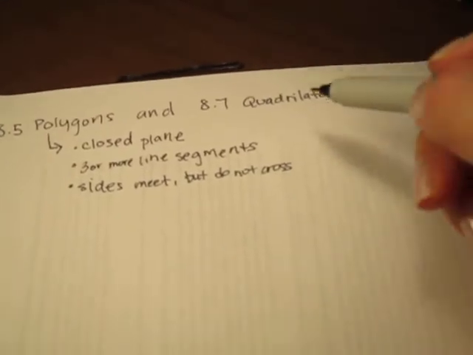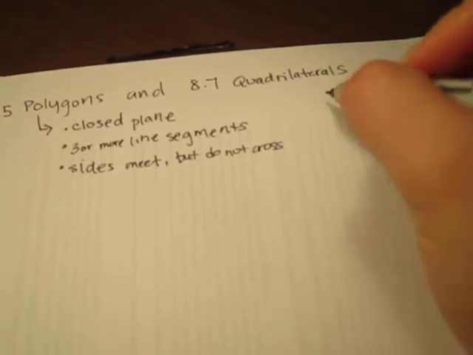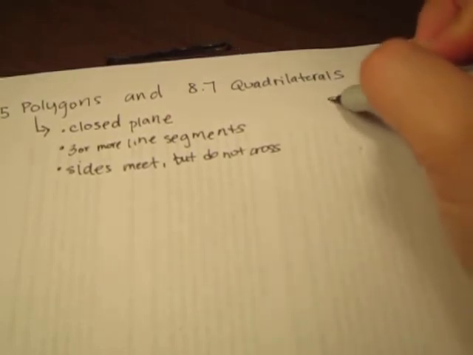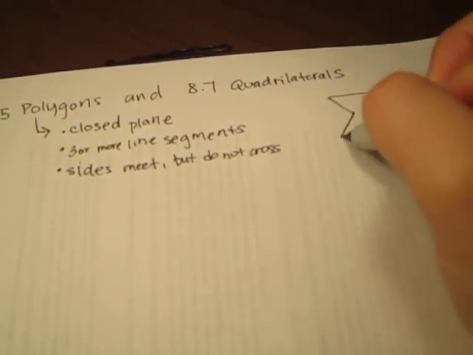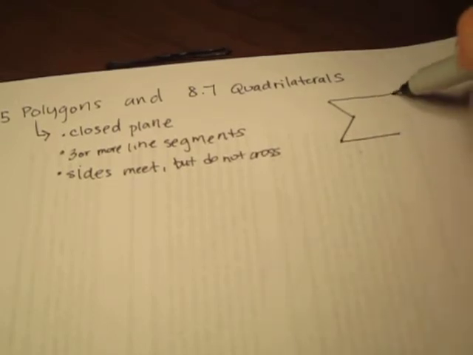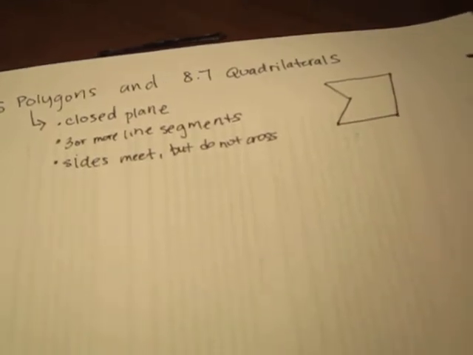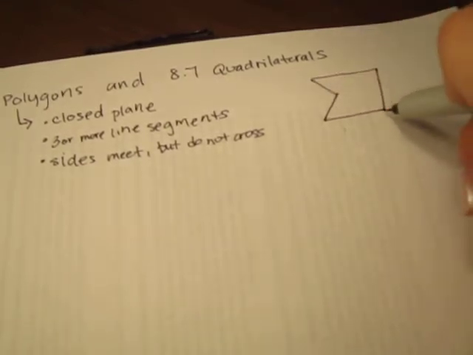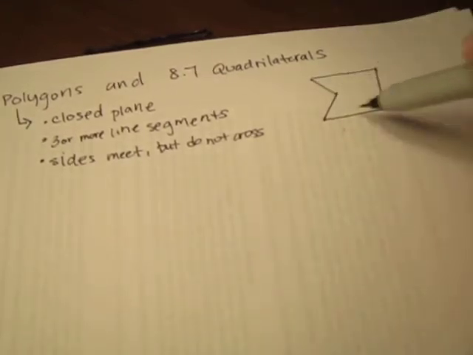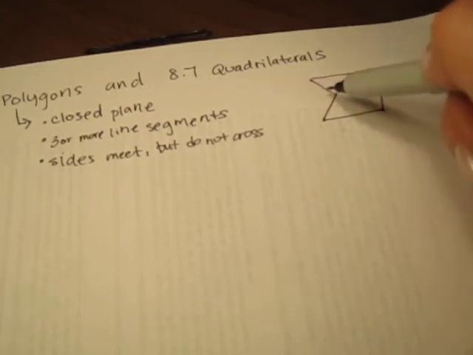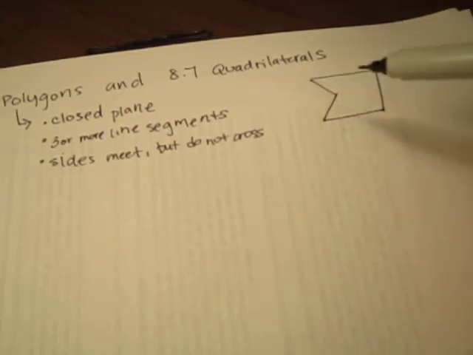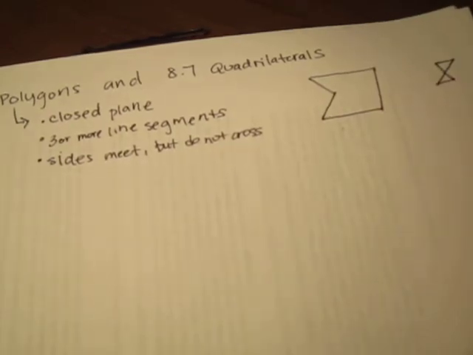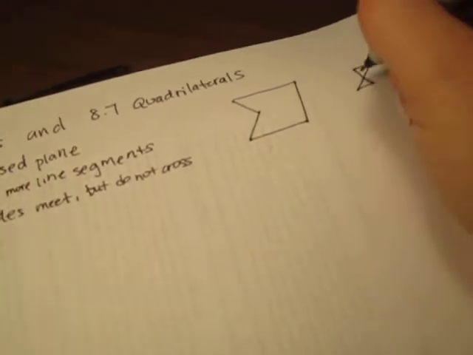Of a polygon, I'm going to go ahead and draw one with 5 sides. Notice that it all has these straight lines. Here's an example of a polygon. It's closed, there are no openings. It has 3 or more line segments. And then the lines meet, but they don't cross over each other. For example, this would not be a polygon because it's crossing at this point.